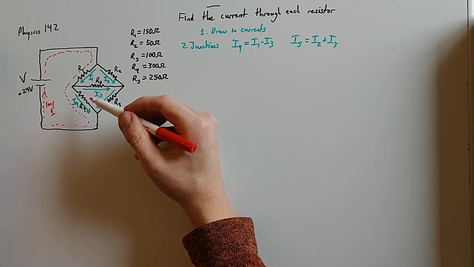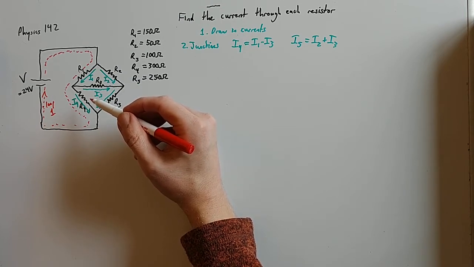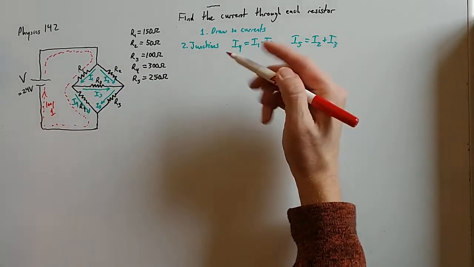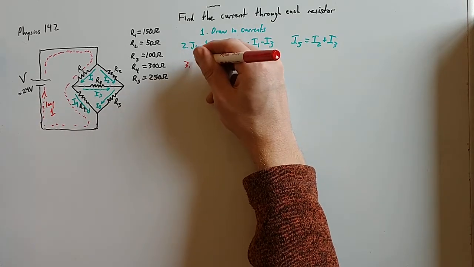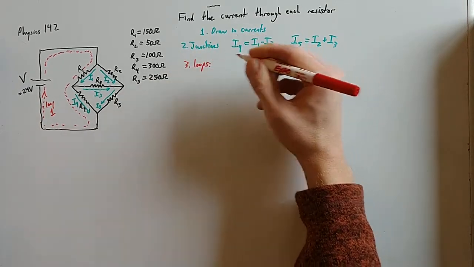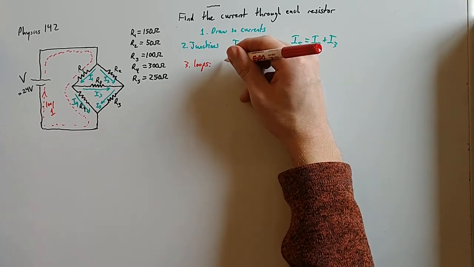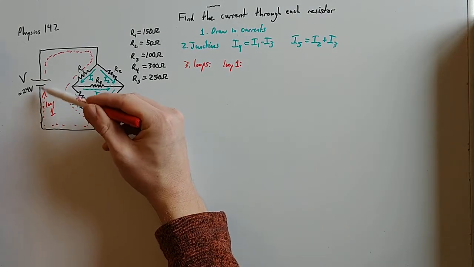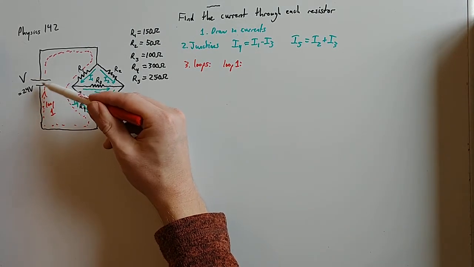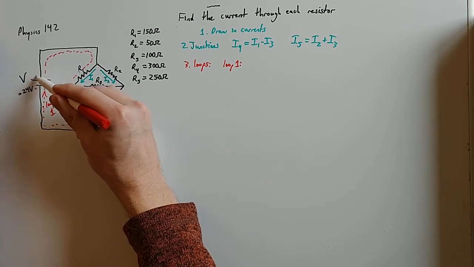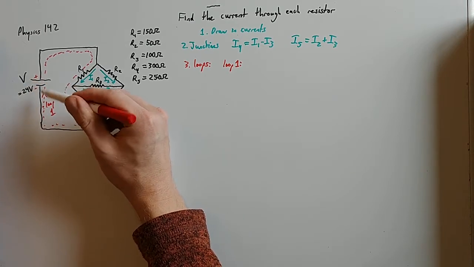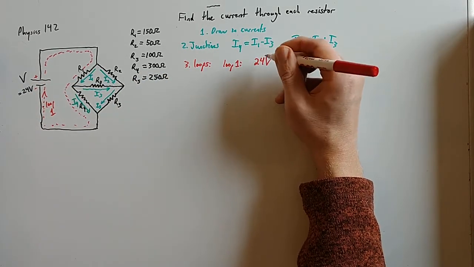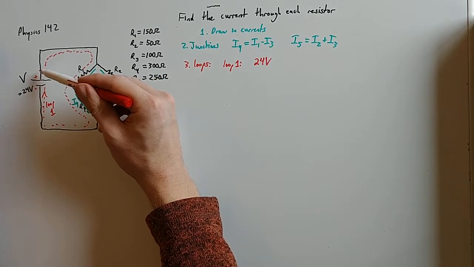For loop 1, now we want to write down an equation that adds up all of the potential changes. So let's now think about loops. And so for loop number 1 here, well, when you go through a battery from negative to positive, you gain potential. So we gain positive 24 volts going across the power supply.